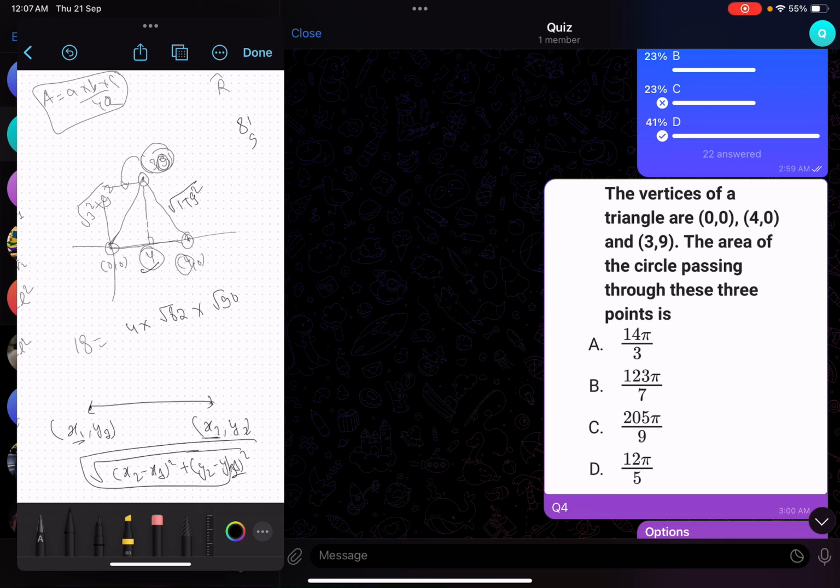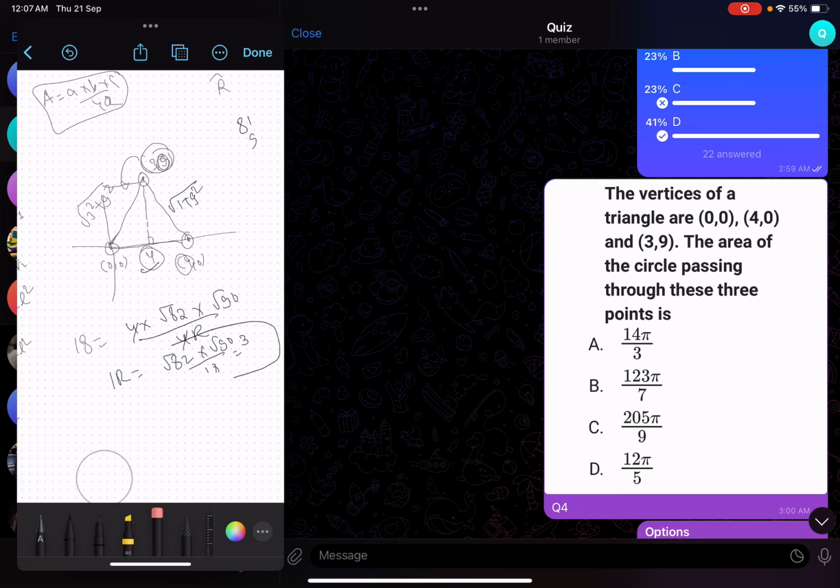Root 90 by 4r. So this 4 gets cancelled, and r will be root 82 into root 90 by 18. This you have to solve. If we get 90, we can take 3 out from here, or anyway you get r and then we can calculate. Let me calculate as well.